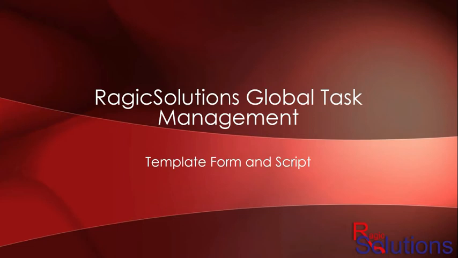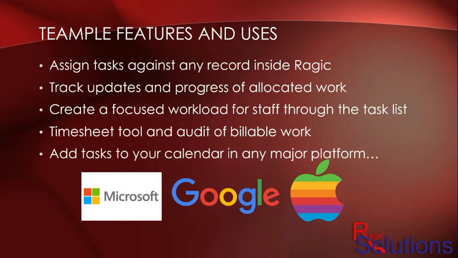We've used this ourselves and with one of our other customers. So it allows you to assign tasks to any record inside Ragic. Contact record, project record, your EOP records, it doesn't matter what record it is. It also allows you to track updates and the progress of those allocated tasks. And you can allocate it to specific people or groups of people. You can then also create a focused workload for your staff through the task list that you assign to them.